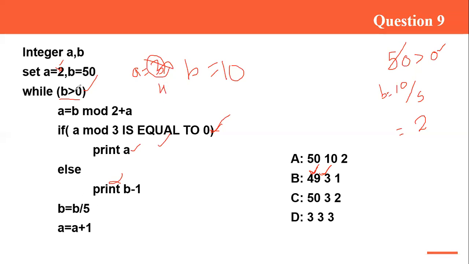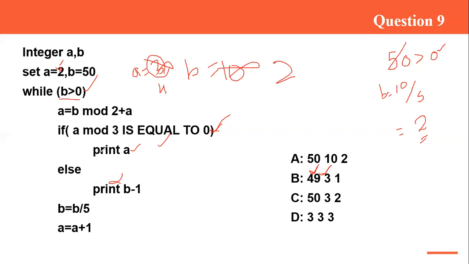Now again it goes back, B greater than 0. What is the B value right now? 2. Here I didn't update, I'll update. A is 4, B is 2. 2 greater than 0. True, enters inside. 2 mod 2. Is it 0? Yes, obviously. 2 is divisible by 2. So 2 mod 2 plus A is nothing but A, which is 4 only. No change. Now 4 mod 3, is it equal to 0? No. 4 mod 3 is what? 1, right? 4 divided by 3, the remainder is 1.